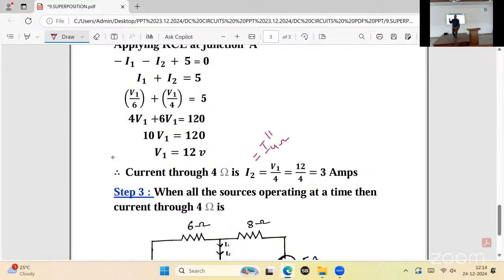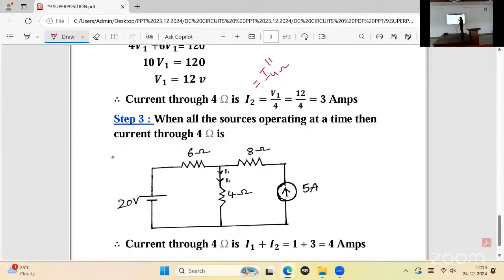If we run with 5 amperes, there is no step 3. We have only 2 sources. Step 1, 20 volts. Step 2, 5 amperes. If you have one more source, there is a step 3. If you have 3 sources, step 3. With only 2 sources, step 1 and step 2. The last step is step 3.